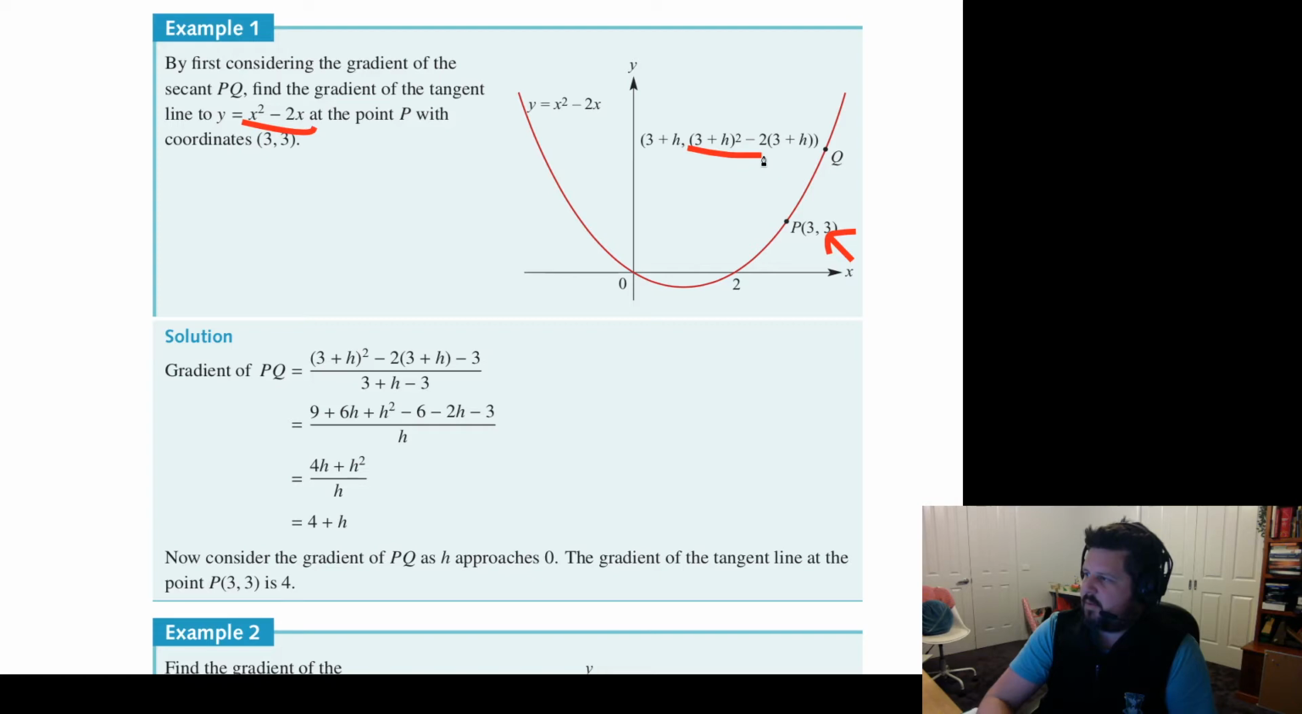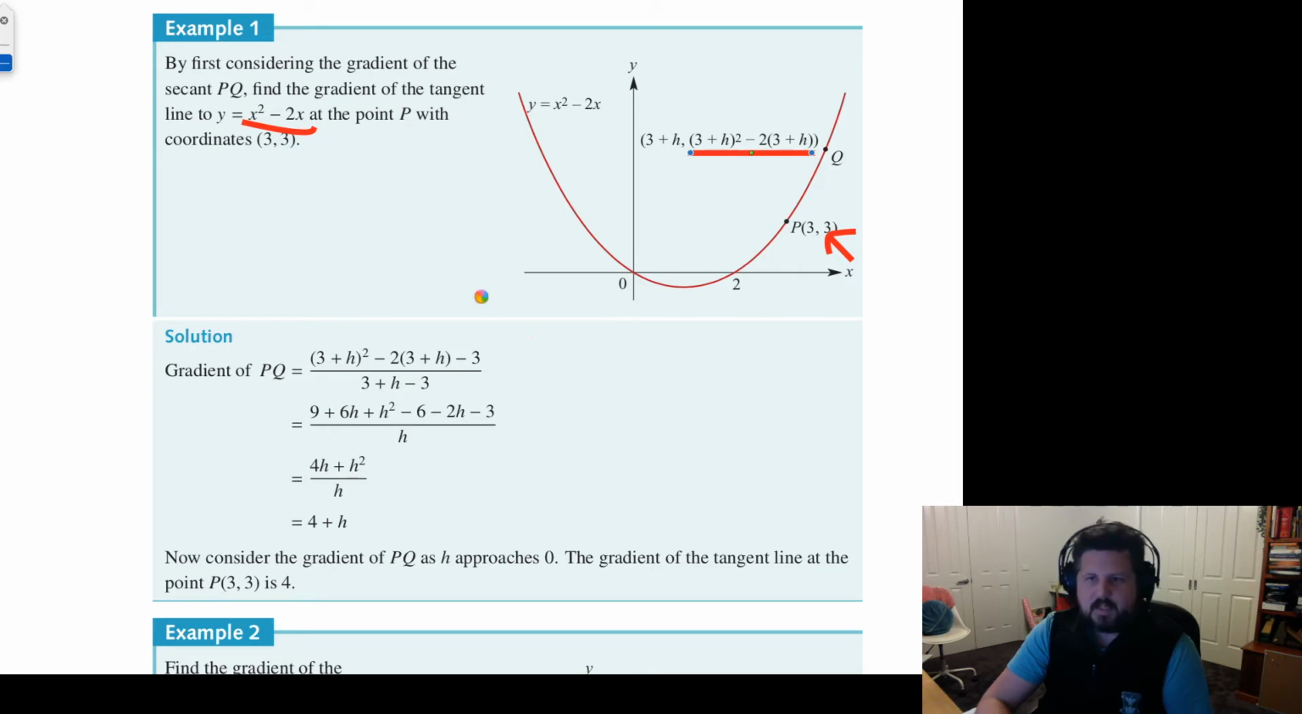Excellent. So again, I've been harping on about this. You should be able to calculate the gradient between these 2 points. Obviously it's the y2 value, take away the y1 value, divided by the x2 value, take away the x1 value. So that's just writing it out in full.